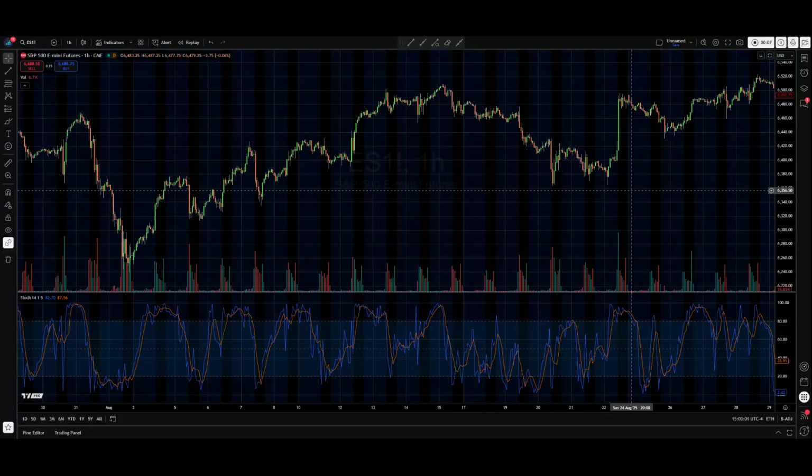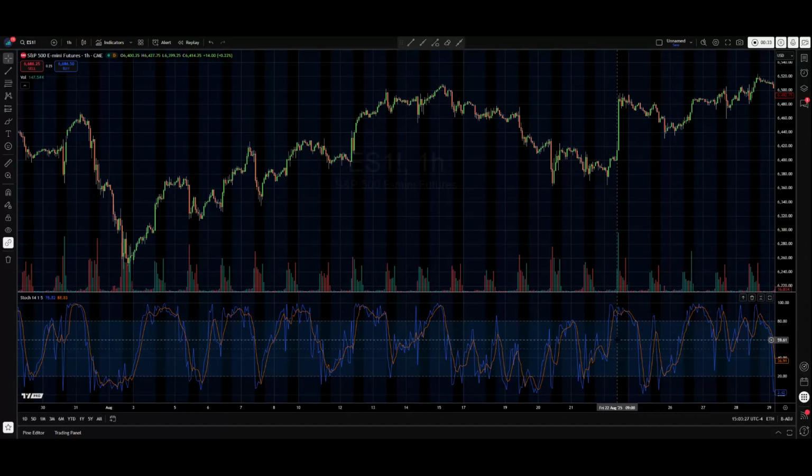The Stochastic Oscillator, often simply referred to as the Stochastics, is a momentum indicator that helps traders spot potential turning points in the market. It measures how the current closing price compares to a range of prices over a specific look-back period. Stochastics are plotted on a scale from 0 to 100, as you can see here in our lower quadrant, where we have the stochastic model plotted for us.